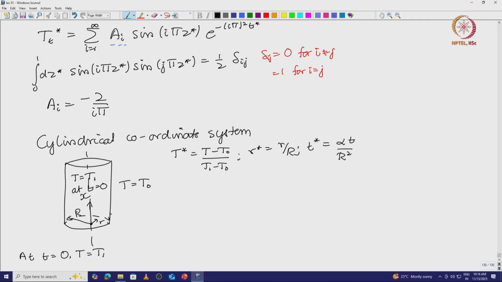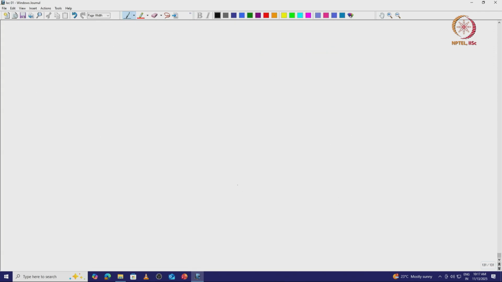And once I do that, I get an expression for the temperature field: partial T by partial t is equal to 1 by r d by dr of r partial T by partial r. So, this is the Laplacian operator in the radial direction for a cylindrical coordinate system. It is different from that for a Cartesian coordinate system, where it is just equal to d square T by dz square.